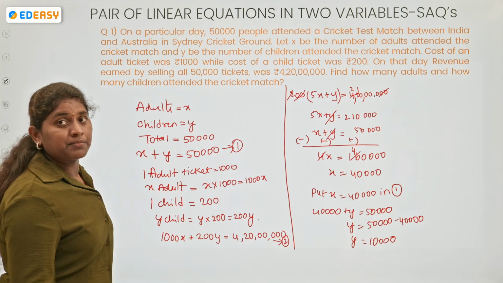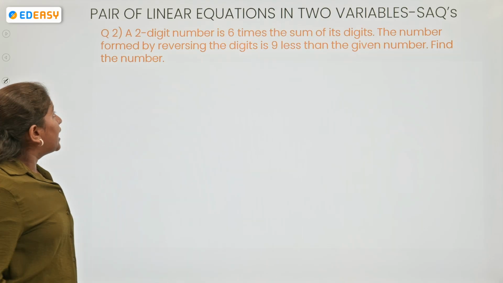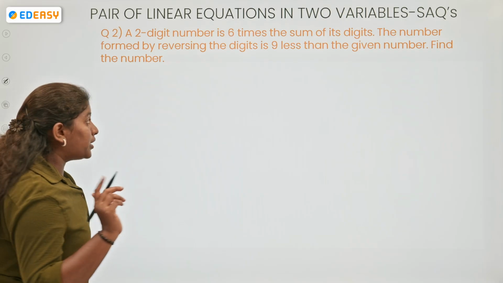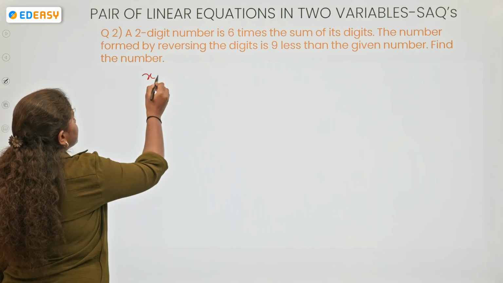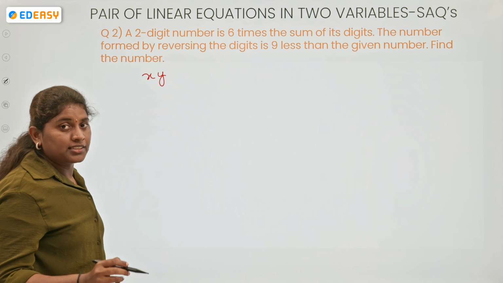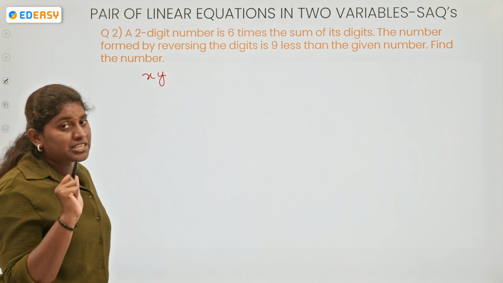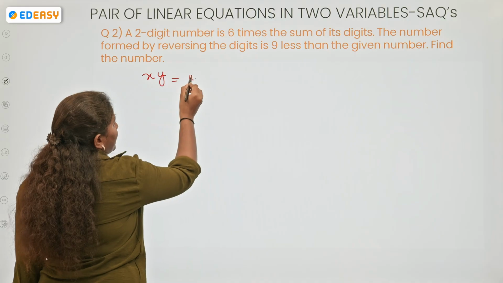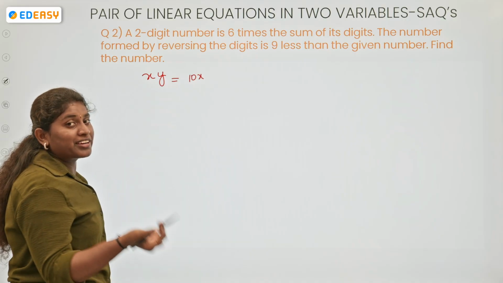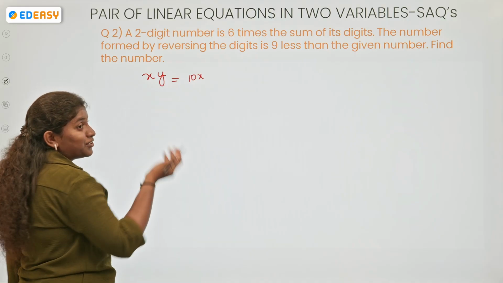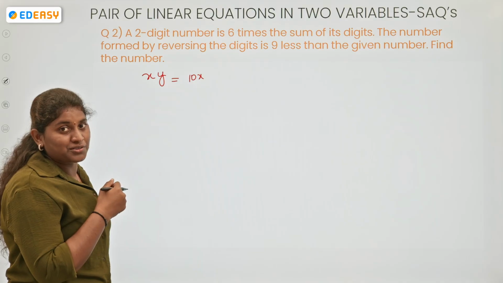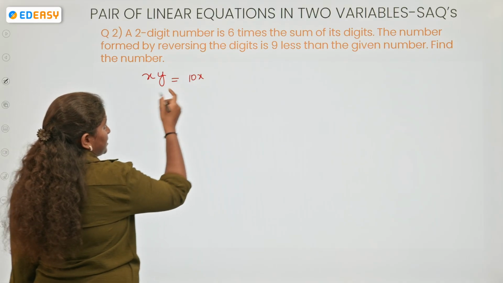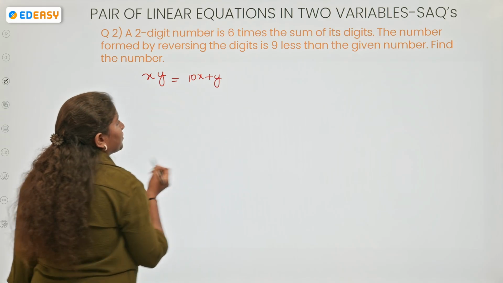Let's solve the next. Moving to the next: a two-digit number is 6 times the sum of its digits. So here I am considering my two-digit number as xy. Clear? What will its expanded form become? Expanded form we learned in earlier grades, right? In the expanded form, y is in the 1's place and x is in the 10's place. So it will become 10x plus y, right?